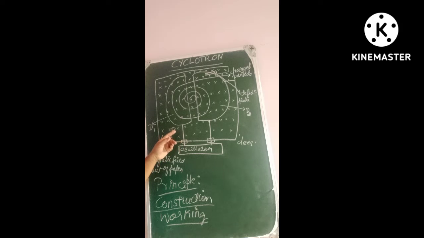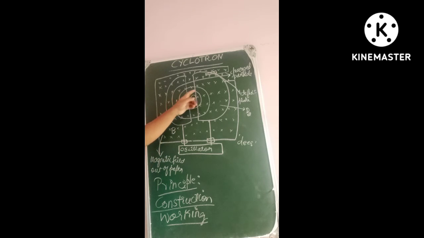Every time the particle moves from one D to another, it is acted upon by the electric field, because in between these two Ds the electric field is present. The direction of this electric field is changed alternately in tune with the circular motion of the particles, so that the particle is always accelerated by the electric field across the gap. Each time, the acceleration increases here, and the velocity or the energy of the particle also changes.